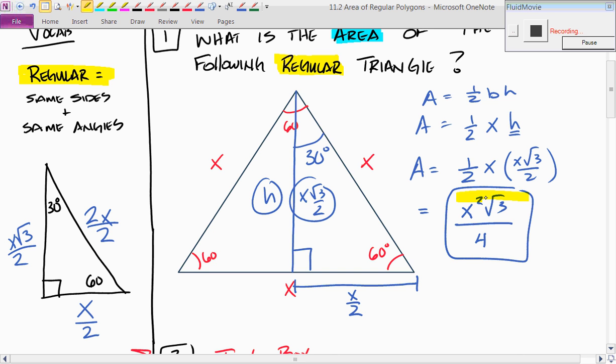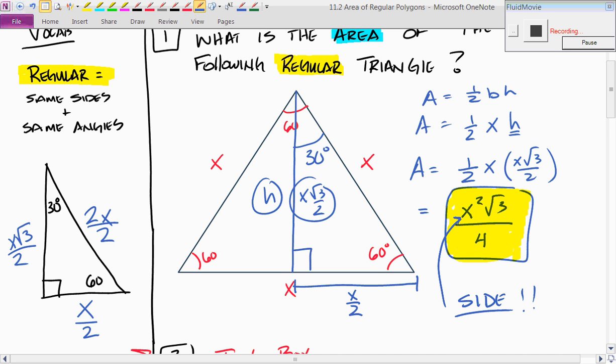We have a brand new formula to find the area of an equilateral triangle. And notice the cool thing about this is we do not need to know the height. All we need to know is a side. Check that out. You don't have to actually know the height anymore to find the area for triangles. All you need to know is the side. As long as your triangle is regular, which means equal sides, equal angles, you can figure that out.